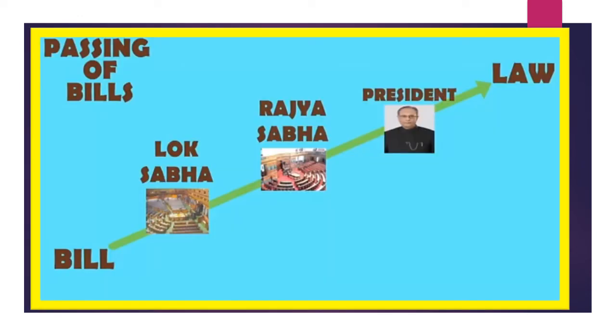Any ordinary law needs to be passed by both the houses of Parliament, Lok Sabha and Rajya Sabha. Now, if an ordinary law has to be made, first a proposal has to be initiated in either of the houses, and this proposal is called a bill. Now, suppose it is initiated in the Lok Sabha, then in the Lok Sabha first discussions will be made regarding that bill, and 3 readings will be done.